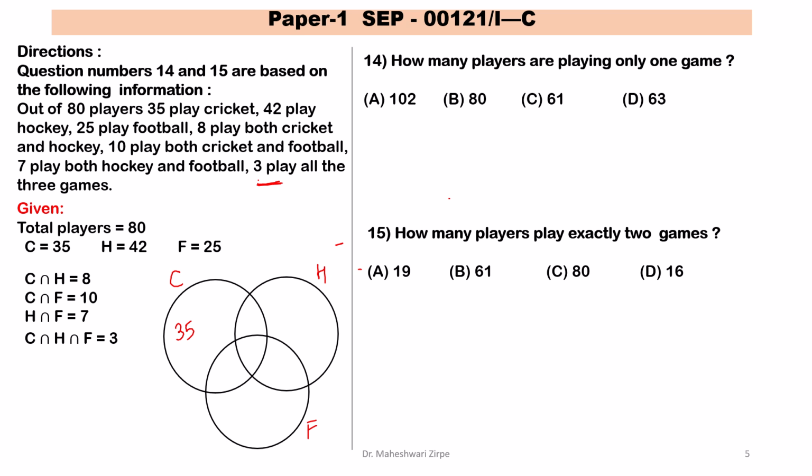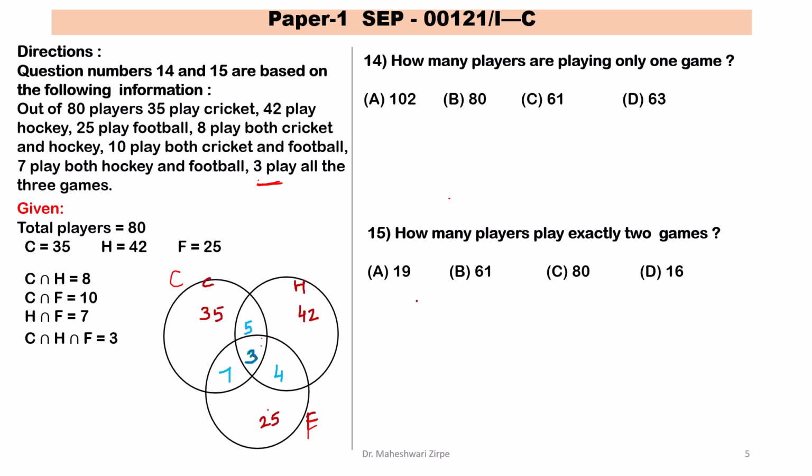Here we have shown. So this part indicates what? This part indicates that there are 3 players who are playing all the 3 games. This part is representing cricket, hockey, and football. So this center part represents those 3 players who are playing all the 3 games. Okay, let me erase this color so that we can write the other details on this Venn diagram like this.